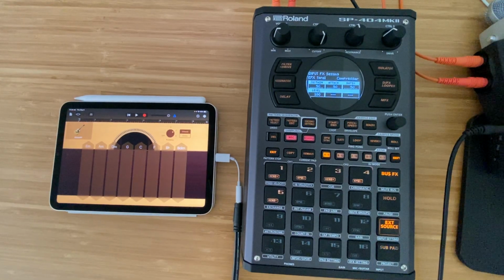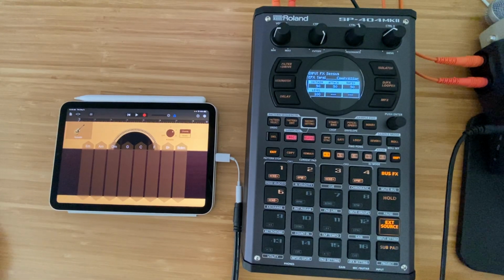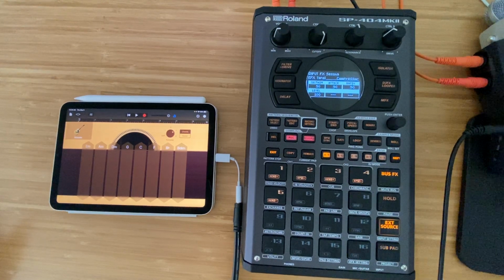Hey everybody, and welcome to my N5 series on the SP404 Mark II, where I cover a topic in about 5 minutes. This is session 14.16, and today we're covering the final effect in the input effects, which is the compressor.